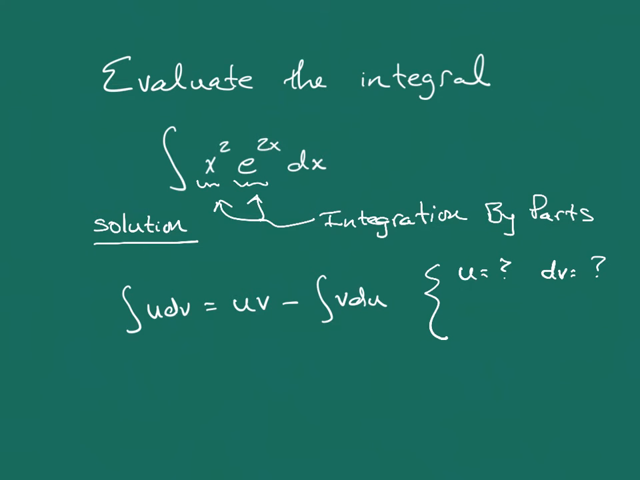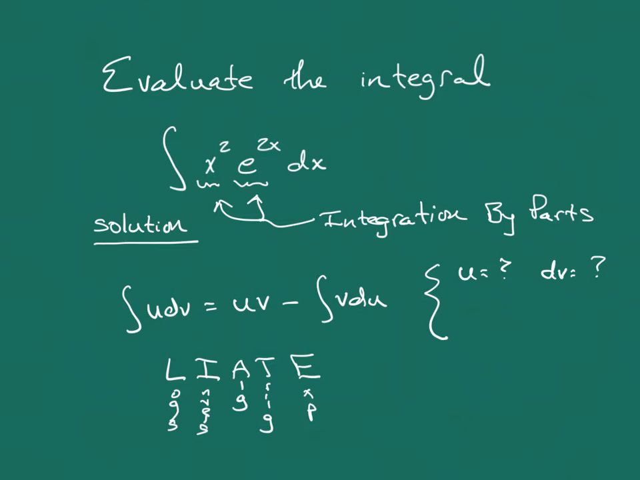And so with that, we remember our acronym LIATE, L-I-A-T-E, to help guide us in solving this problem. Remember that L stands for logs, I for inverse functions, A for algebraic functions, T for trig, and E for exponential functions. This is what we're going to use to guide our choice in what u and v are going to be.